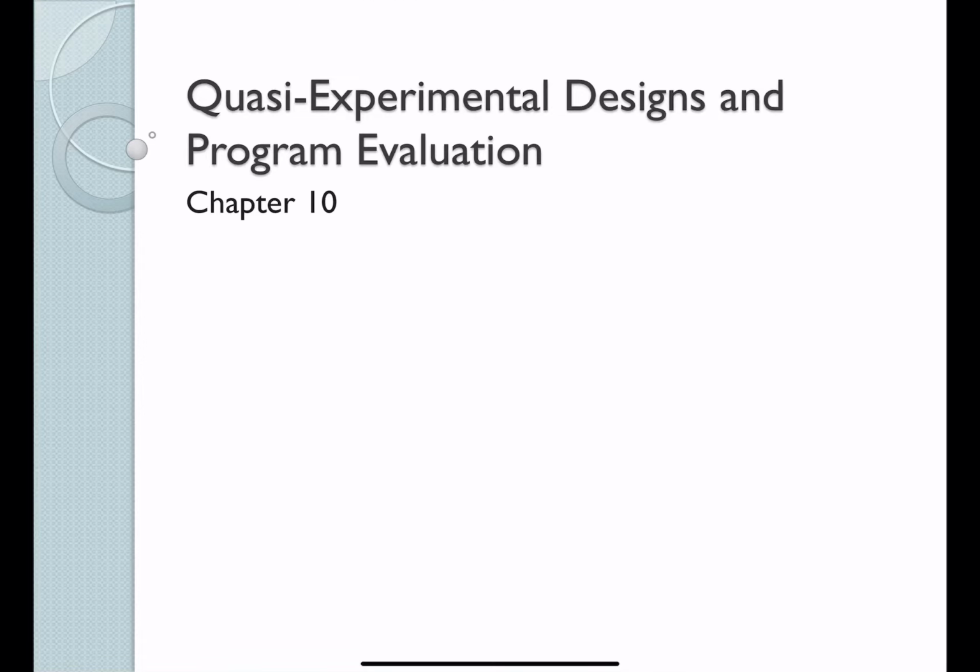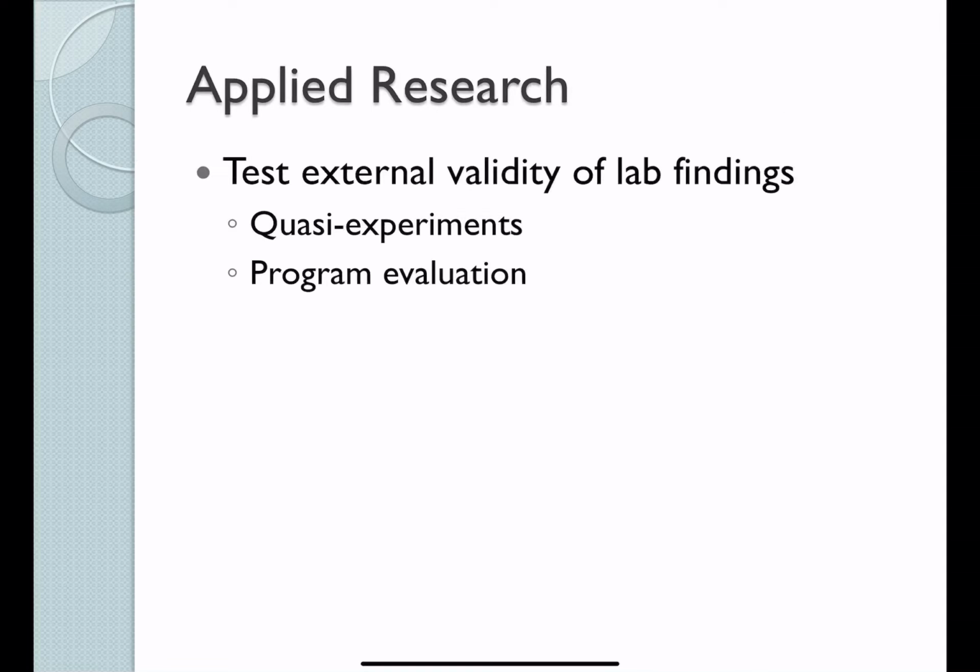So this is our lecture on quasi-experimental designs and program evaluation. What we've talked about thus far in the semester is what we can do in a lab where we have a high amount of control. But a lot of the research questions we have are really about applying this research to the real world. So applied research is really about testing the external validity of lab findings. Can we generalize what we found in the lab to improve the conditions in which people actually live and work?